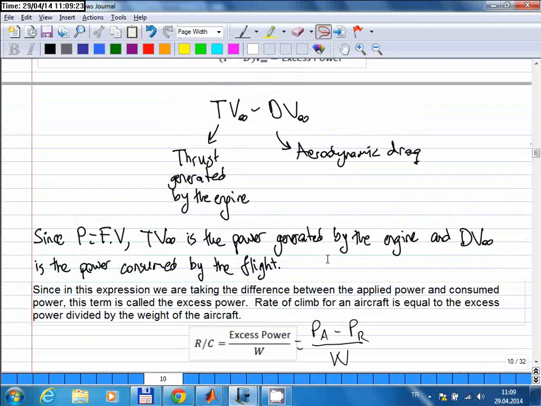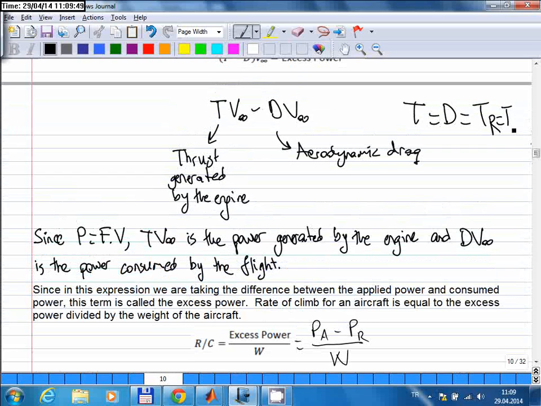And so for the steady level flight, we said power required should be equal to the power available. That was because thrust was equal to the drag. But this time we don't have that equality anymore. So for steady level flight, thrust was assumed to be equal to drag force, and we also called this required thrust. And the engine thrust was supposed to be equal to that. So all of these things were the same thing. But this time they're not equal anymore.